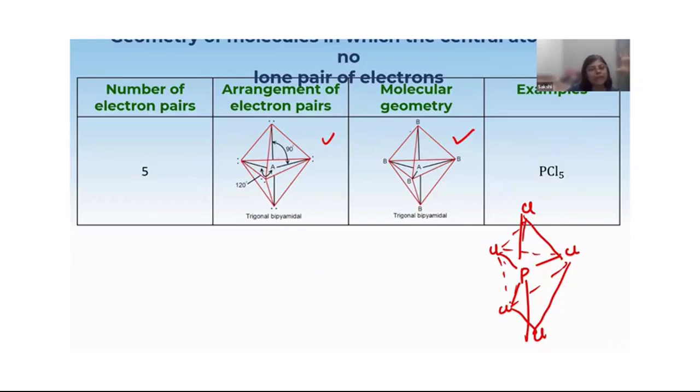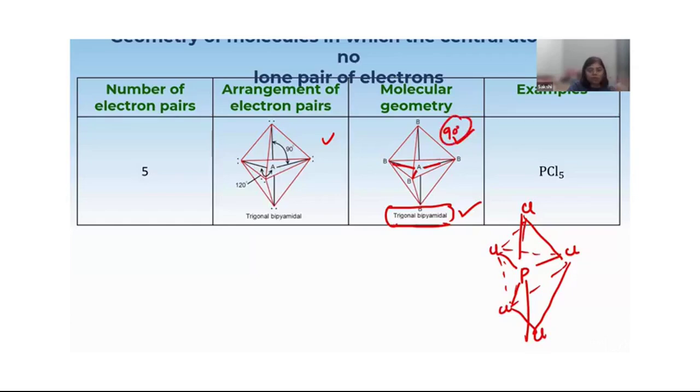So if there are 5 bond pairs, only bond pairs, the geometry and the shape both are trigonal bipyramidal. Trigonal bipyramidal. Okay. So the angle between the equatorial bonds, that is these type of bonds, is 120, and between the axial bonds, the angle is 90. Sorry, 90, not 190, 90 degrees.